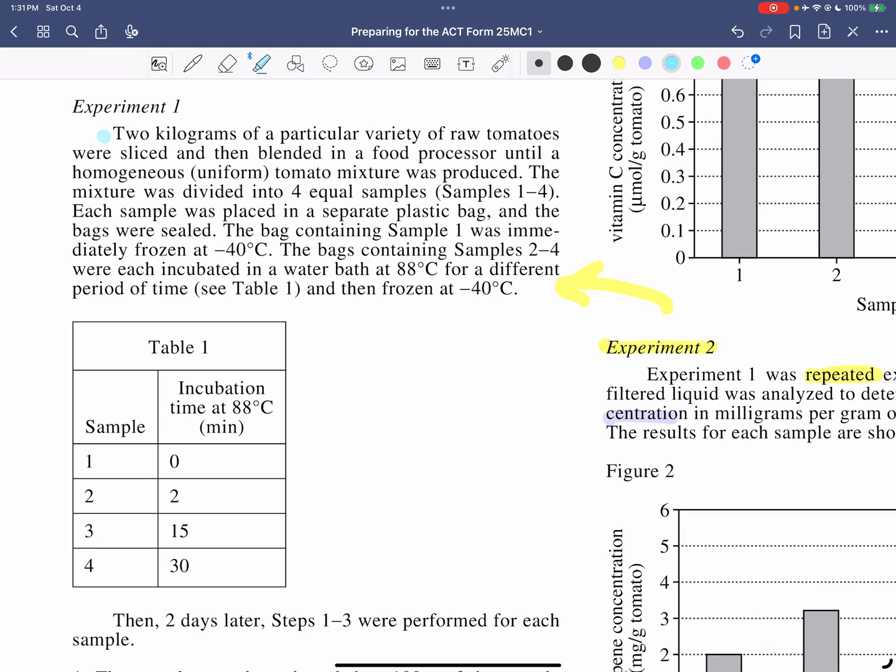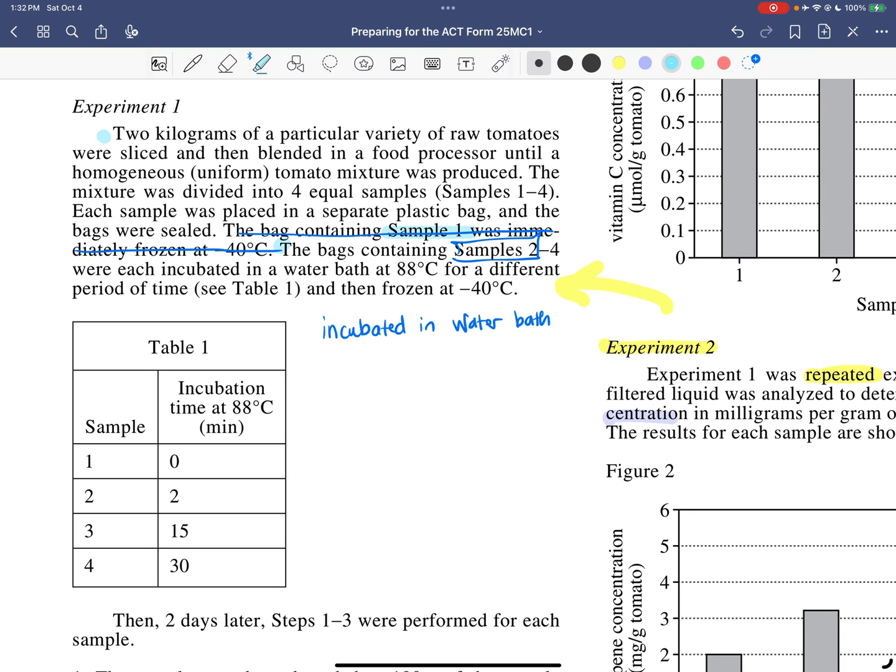The bag containing sample 1 was immediately frozen. Now, we might think, oh, something was immediately frozen, but we're not looking for sample 1, so we know that's not going to be our first step. We're looking for sample 2. So starting right here, the bags containing samples 2 through 4 were each incubated in a water bath. That was step number 1 for them from the options that we have. So incubated in the water bath was the first step for our sample 2.